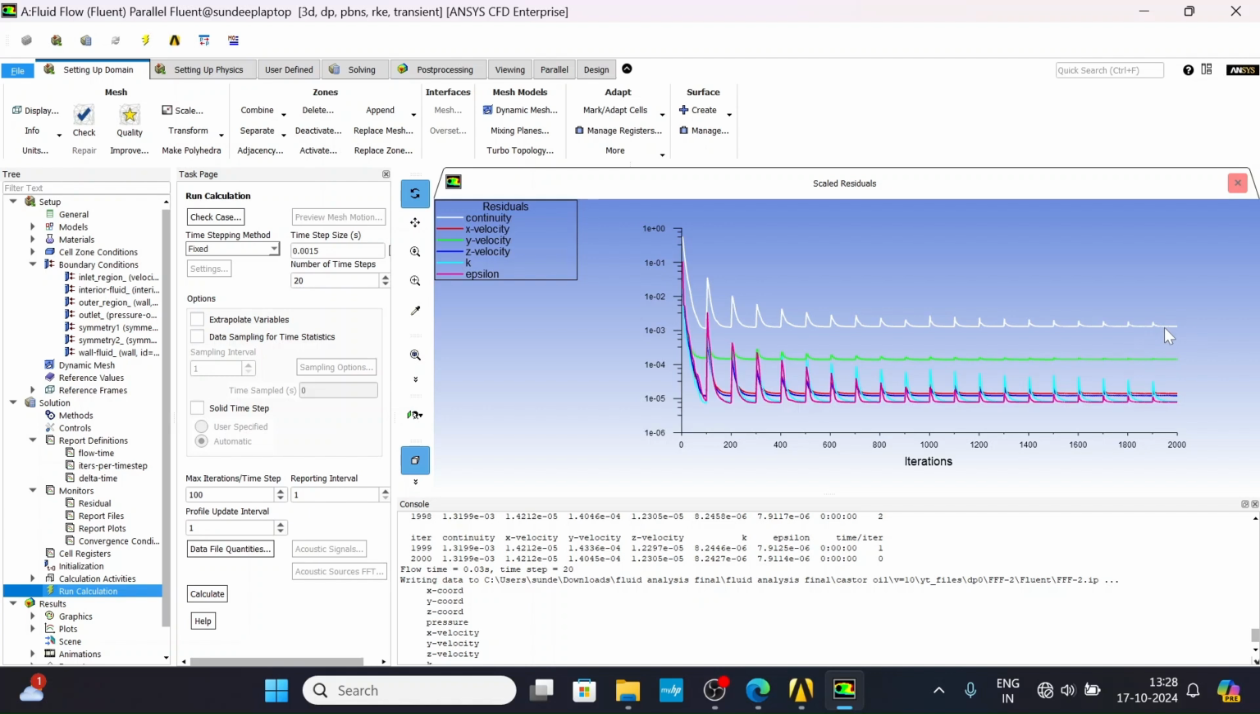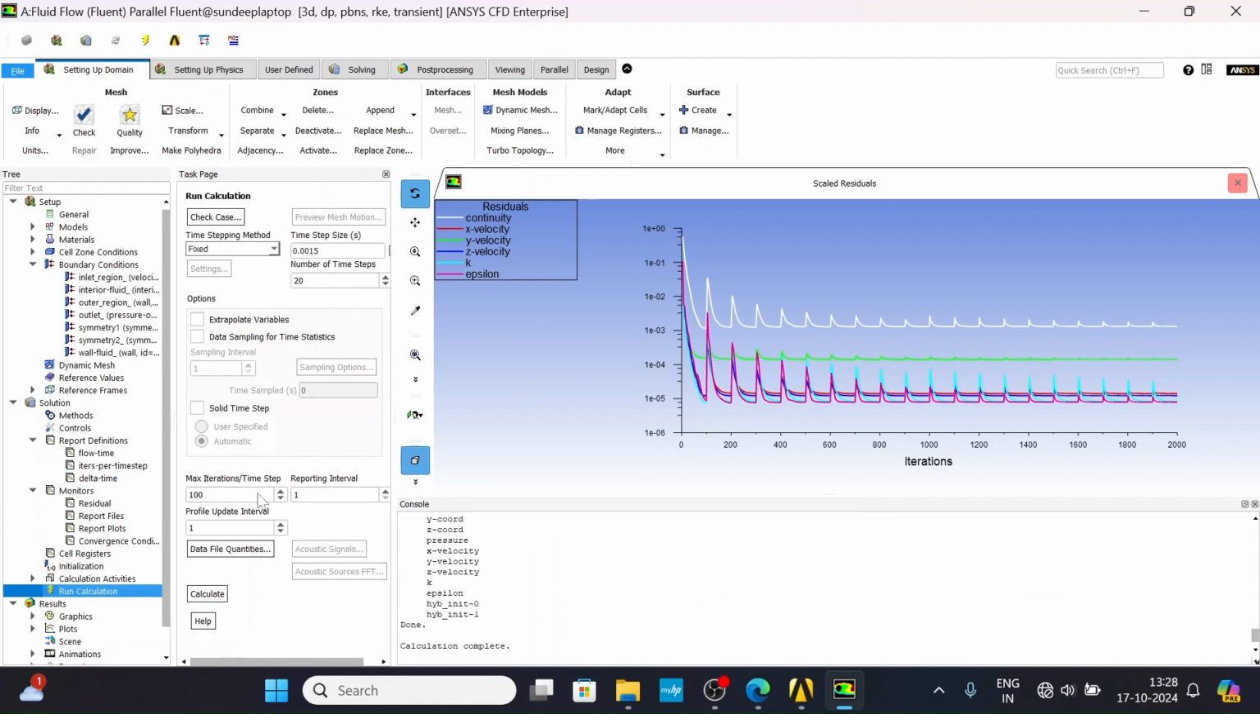Since there are not many changes in the residual graph, that is the reason I have taken 20 time steps. Even if I take a higher number of time steps like 50 or 100, the graph won't change much. It will stabilize somewhere. That's the reason I have taken only 20 time steps. And with a finer mesh, this graph will stabilize more quickly. If you use a good quality mesh.